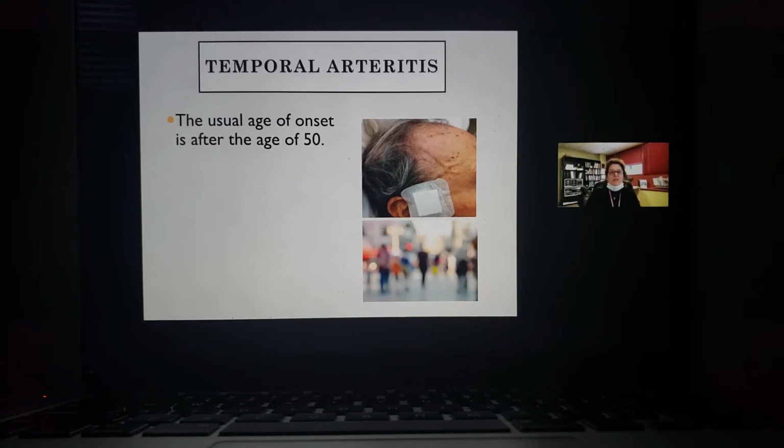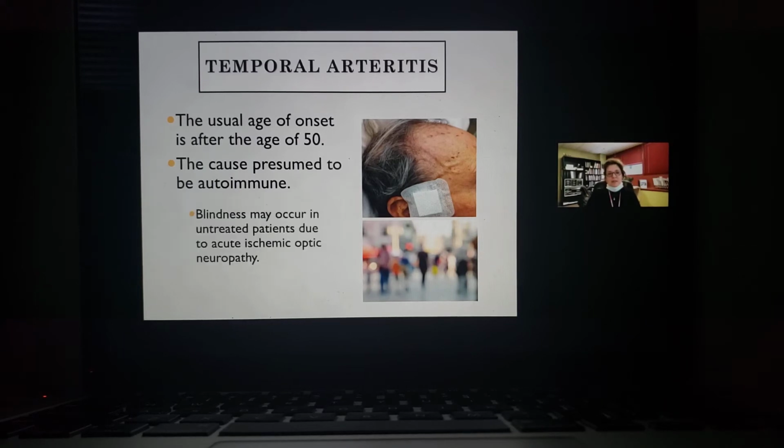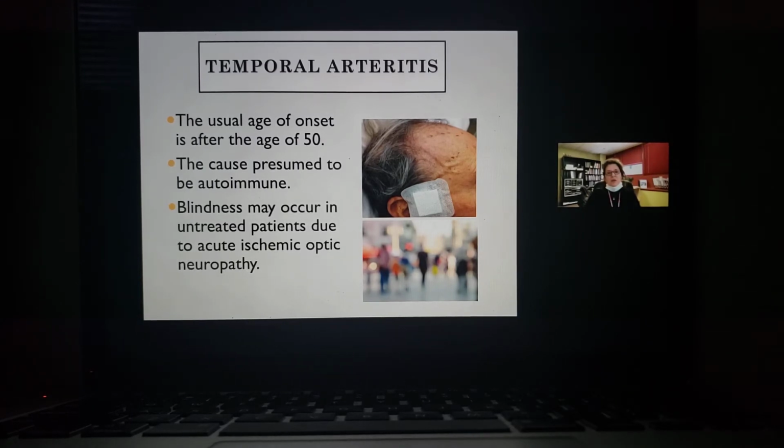That is after age 50. I guess after 50, everything happens. It is presumed to be autoimmune. That's as much as is known, and that's why I have this picture here of blurred vision. Why does it get worse and worse? Because the lack of irrigation will cause ischemia in the optic nerve and will cause ischemic optic neuropathy.